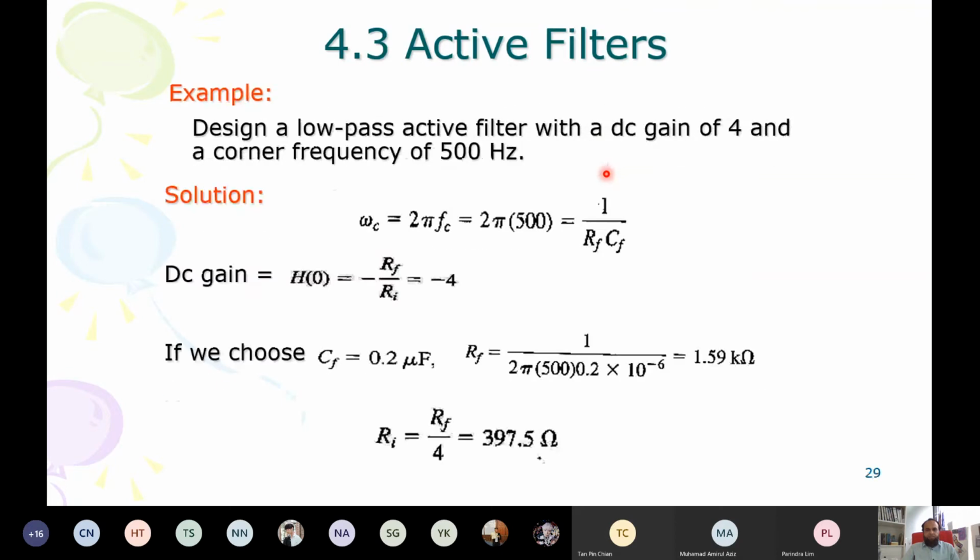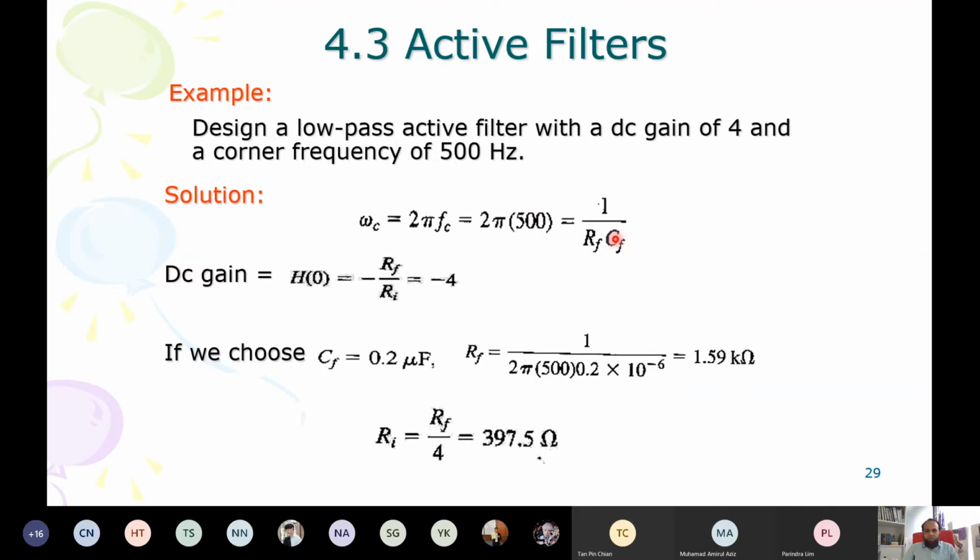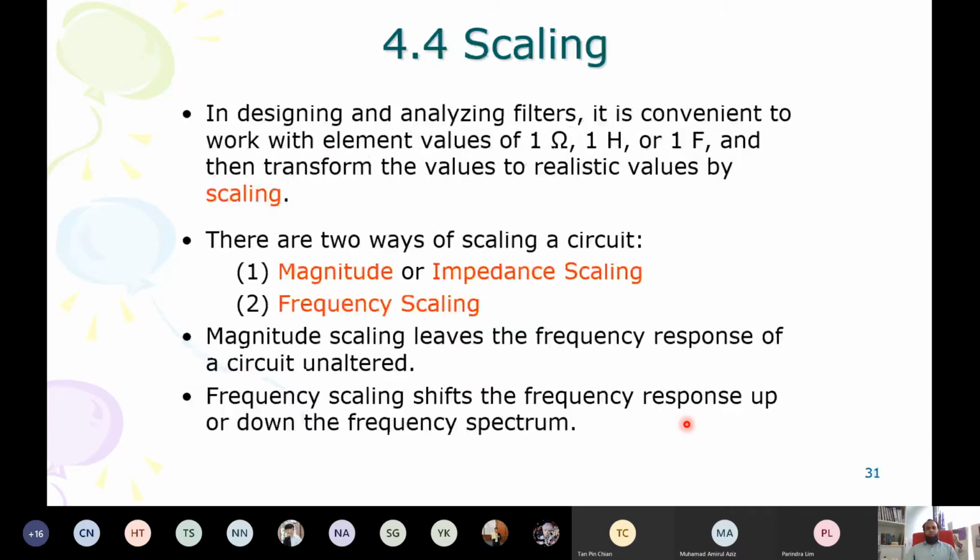And the omega C itself is 1 upon RfCf, so that is the same there as well. Luckily in this case we are given a 0.1 microfarad capacitor in your design, so we have this capacitor. You will find the Rf using this formula because we have 2 kilohertz here: 2 pi times 2 kilohertz equals 1 upon RfCf. We have Cf, we can find Rf. And yep, that's it. Same thing. So, easy questions.